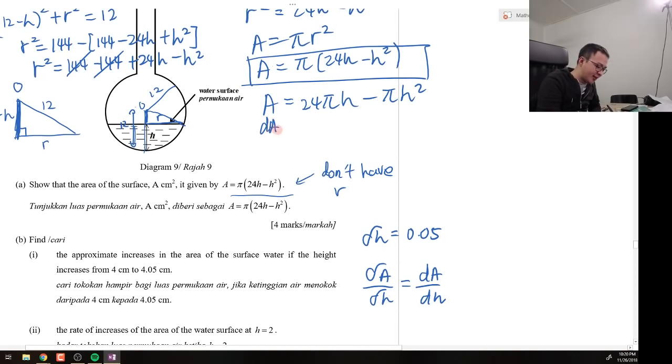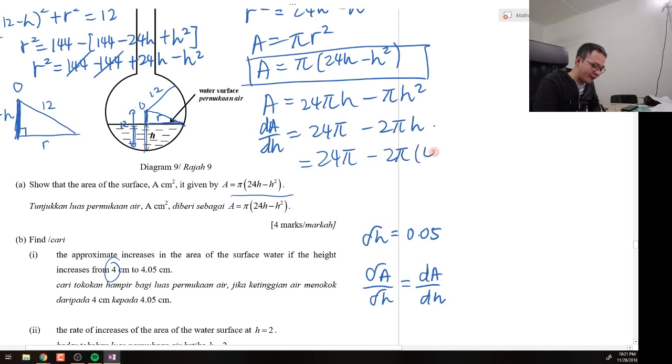Alright, so my dA/dh here, this one will give me 24 pi. This one will give me minus 2 pi h. So I will need to substitute the h value as usual. The height will take the value of h, so the h value will be 4. So this is 24 pi minus 2 pi times 4. So this is 8 pi, right? 24 minus 8, I got 16 pi.